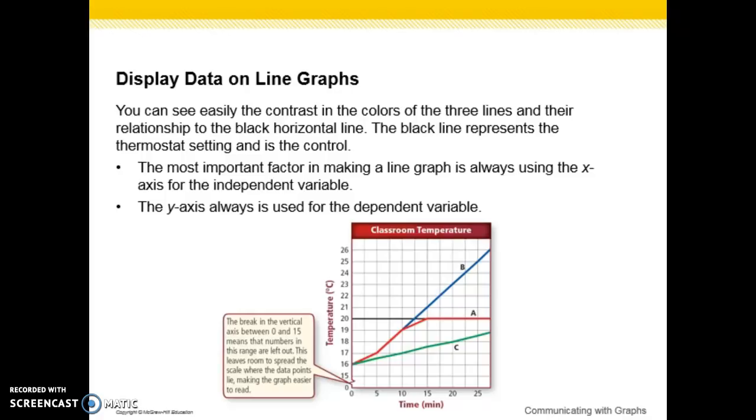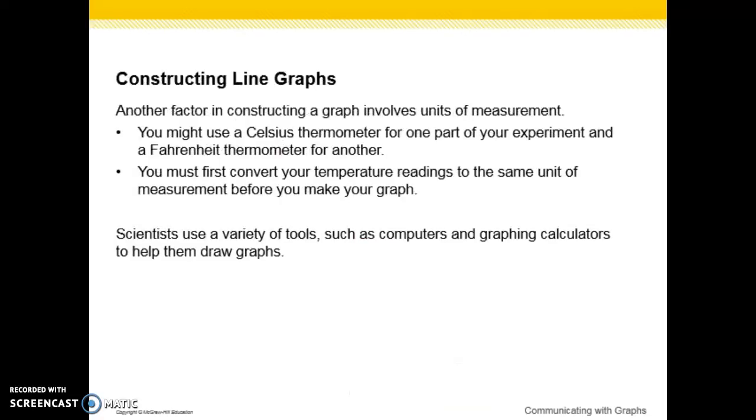The most important factor in making a line graph is always using the x-axis, right here, for the independent variable. The y-axis is always used for the dependent variable when making a graph. Another factor in constructing a graph involves units of measurement. You might use a Celsius thermometer for one part of your experiment and a Fahrenheit thermometer for another. You must convert your temperature readings to the same unit of measurement before you make your graph. Scientists use a variety of tools such as computers and graphing calculators to help them draw graphs.